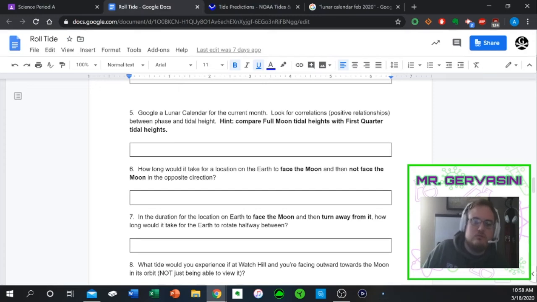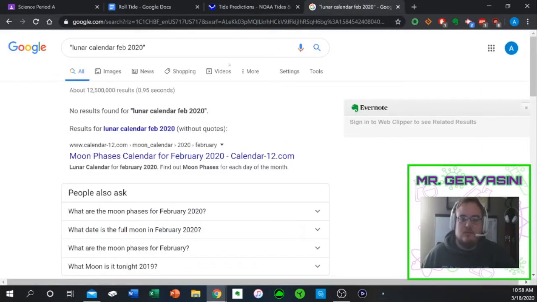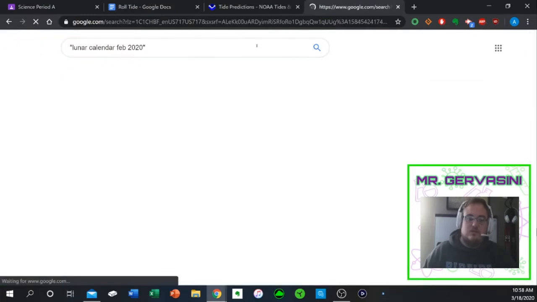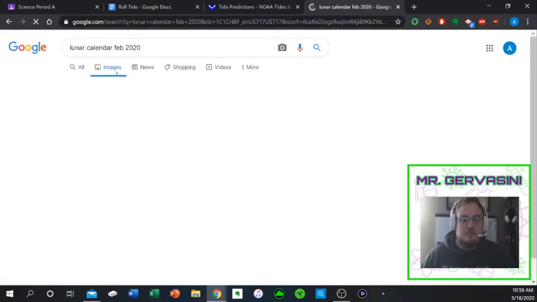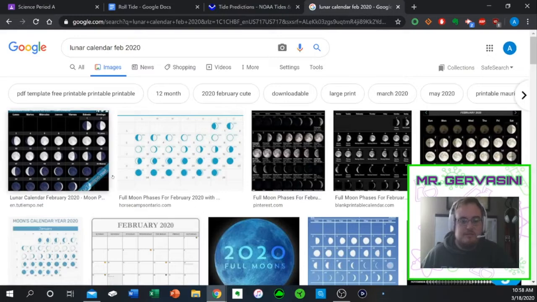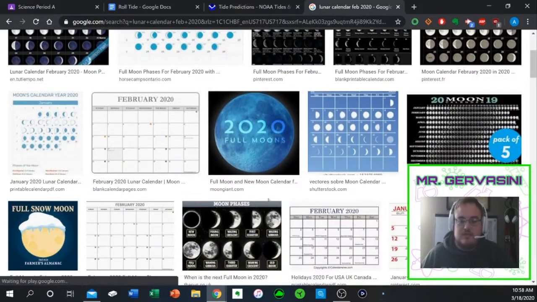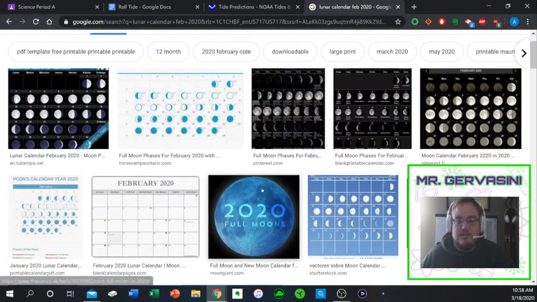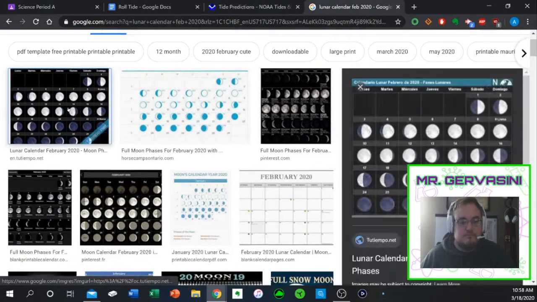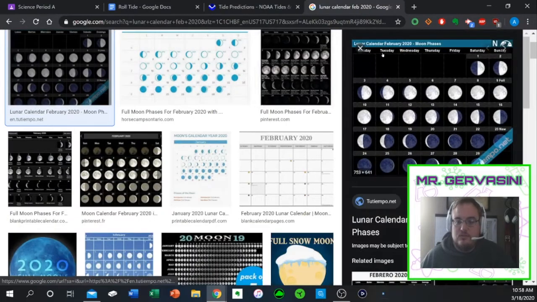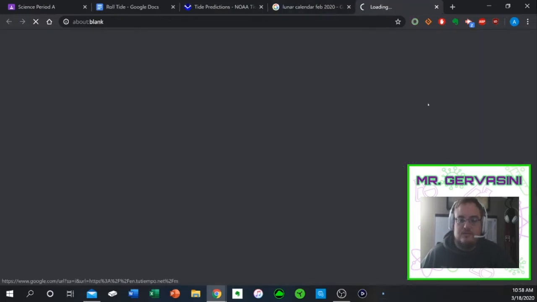All right. Google lunar calendar for the current month. Look for correlations, positive relationships between a phase and tidal height. Compare full moon tidal heights with the first quarter tidal heights. All right. So we have our tide. We'll keep that there. Lunar calendar. Make sure you search that in quotes. Makes it a little more specific. Enter. Go to images, and you find a somewhat accurate, reliable source. Not many places are going to lie about the phases. So lunar calendar, February 2020, moon phases, fine.